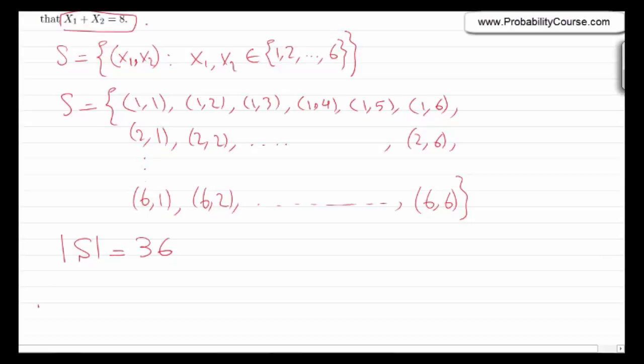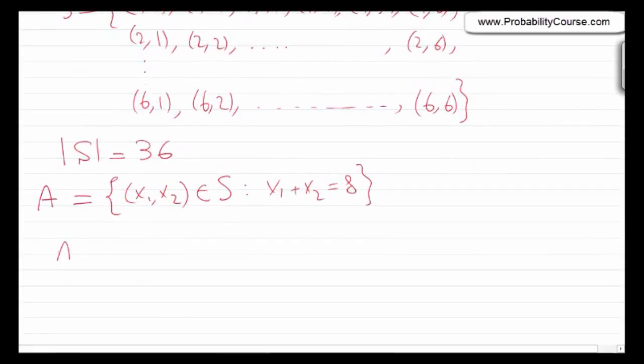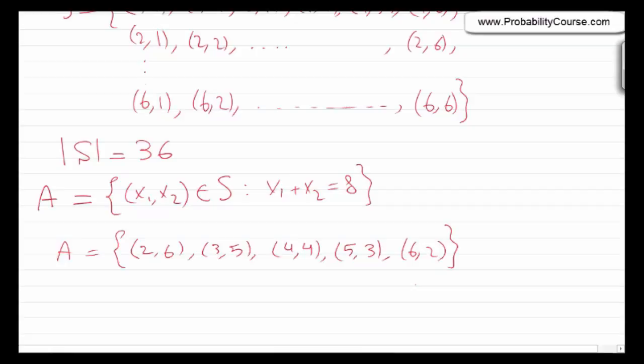Now, let's write down event A. Event A is the event that X1 plus X2 is equal to 8. In other words, event A can be written as all pairs X1 and X2 in the sample space S such that X1 plus X2 is equal to 8. Now, let's see what the possibilities are. If X1 is equal to 1, X2 must be 7, that's not possible. If X1 is equal to 2, then X2 becomes 6; 3, 5; 4, 4; 5, 3; and 6, 2. That's all the elements that are in A. Basically, that's all X1 and X2 in S such that their summation is equal to 8.